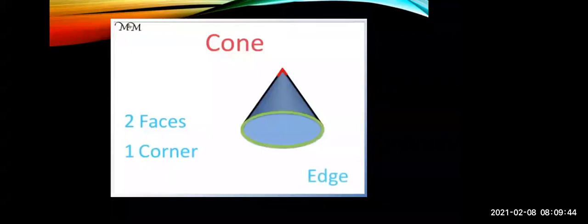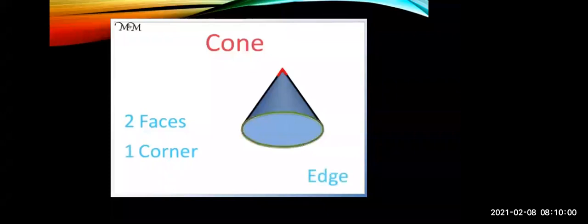Now the vertex. The pointed part, the red one, is the vertex, and this one was the edge. Again, you can see the faces: there are two faces. Then the vertex is 1 and the edge is this one. So in a cone there are two faces, one vertex and one edge.